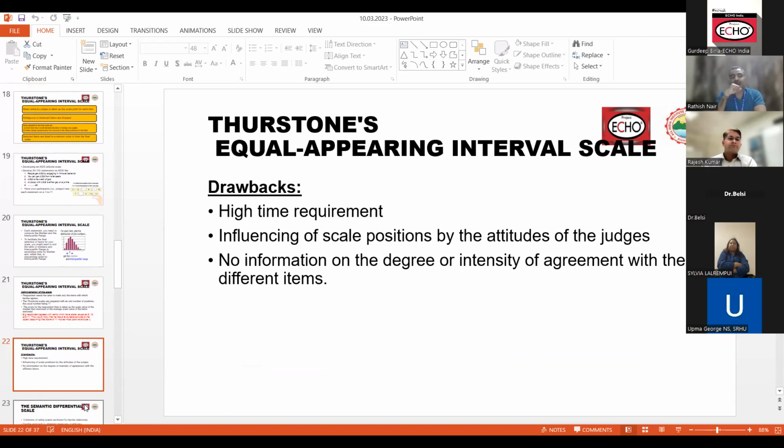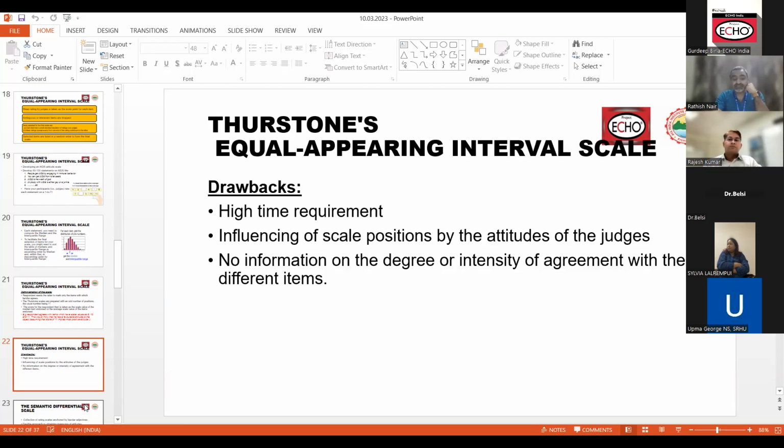So, the drawbacks or disadvantages of the Thurstone scale. It has a high time requirement. It is a tedious job. The scale positions are influenced by the attitude of the judges. And there is no information on the degree of intensity of agreement with the different items. These are the three or four disadvantages while using a Thurstone equal appearing interval scale.